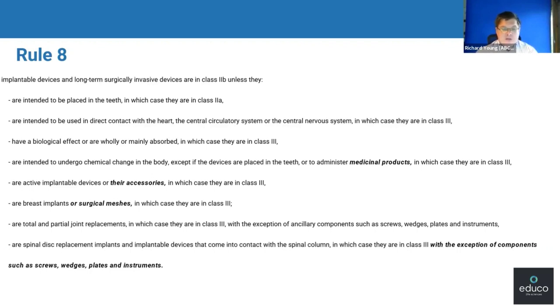We mentioned partial or total joint replacements. They're in class 3, we've already mentioned. We have an exception for things like screws, wedges, plates, and instruments. Those are the sort of things you'd use to treat a trauma case. So they're seen as lower risk because they don't have an articulating surface. They don't wear out, basically. Spinal bits are class 3, as we probably expect them to be. But again, exceptions for those ancillary materials like the screws, wedges, plates, and instruments that go with it. They don't become class 3 with that, and they're specifically excluded there.